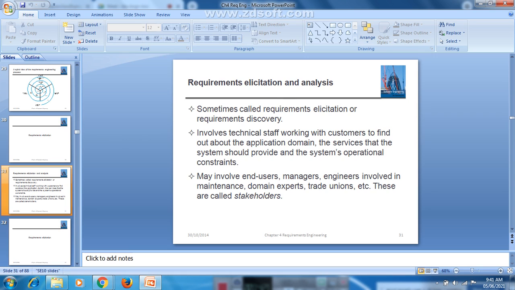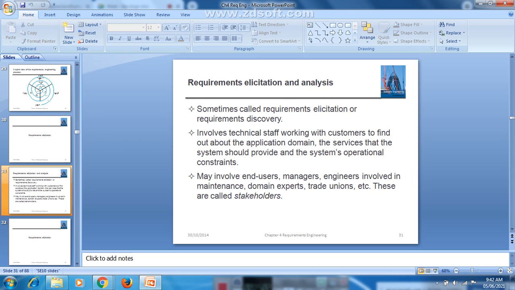I hope it is clear. The name itself indicates requirement discovery. You are discovering the requirements which are needed for your system development. For that, which application domain you are going to use, what services it needs to provide, and which constraints will be there on that system's operation. All of that will be seen by the technical staff who work with the customer. So here the technical staff and the customer are the two main types of stakeholders.